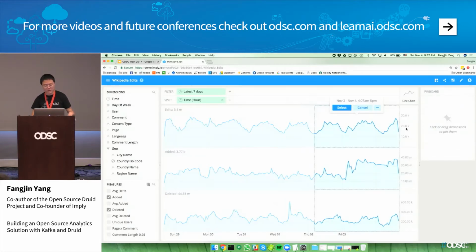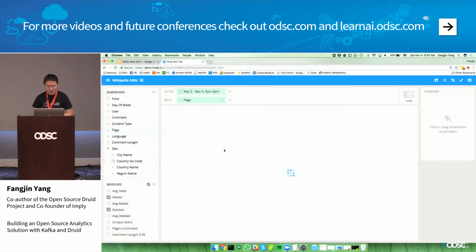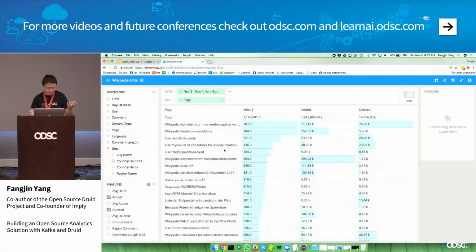So maybe we want to look at some ad hoc, arbitrary, recent region in time. And we just selected some ad hoc region where about 2 million edits have occurred, and maybe we want to understand what are the top pages that people are editing on Wikipedia. So we go into there and we see a lot of the top pages are basically internal Wikipedia pages.